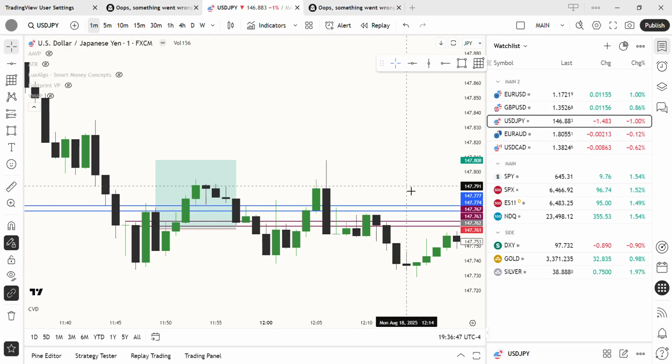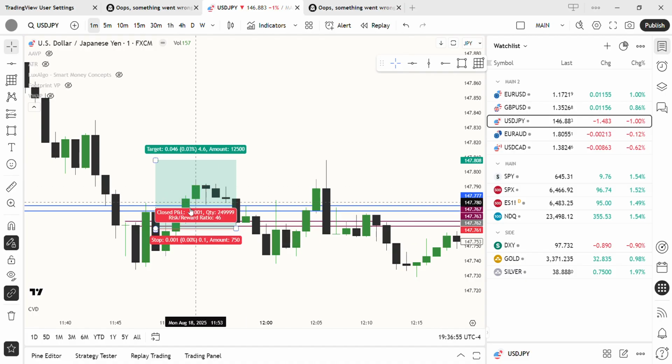Actually, probably wouldn't have. So, break even trade, 1 to 2 stop, 1 to 2 R&R, 2.3 to 4.6 pips.